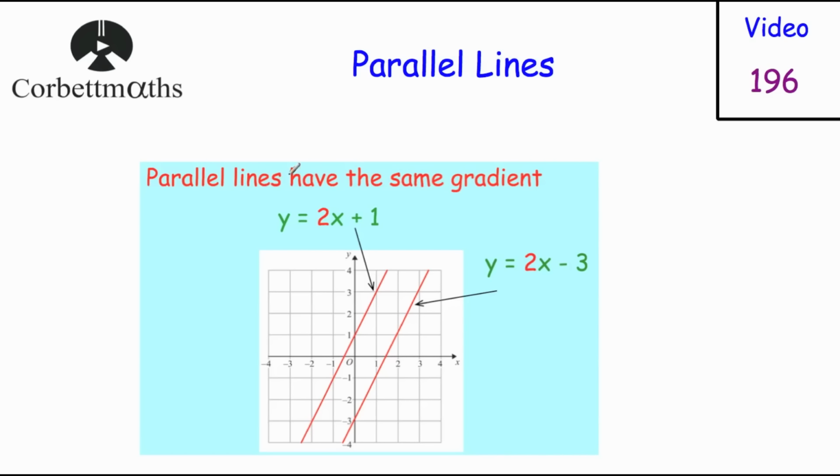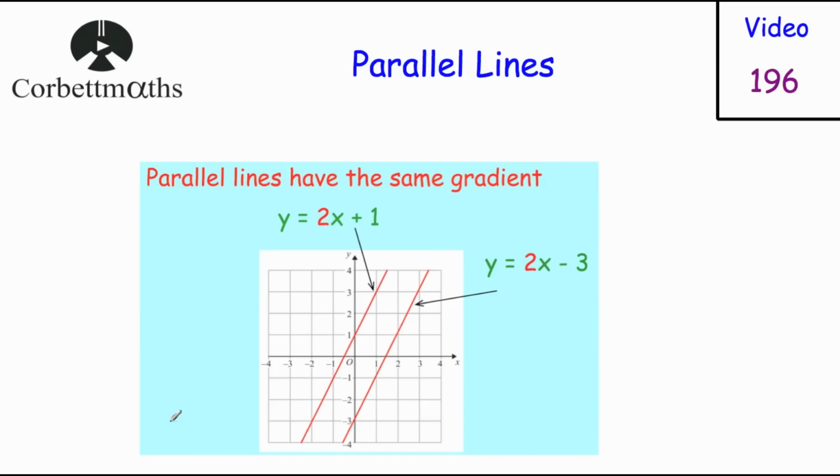Okay, so let's have a look at our next topic, and it's parallel lines, which is video 196 on Corbettmaths. Parallel lines are lines that go in the same direction and they never meet each other. Because they go in the same direction, they have the same gradient, or the same steepness. So if we had y equals 2x plus 1 and y equals 2x minus 3, those lines would be parallel to each other because they've got the same gradients.